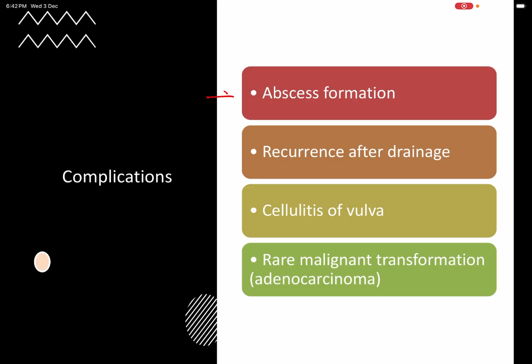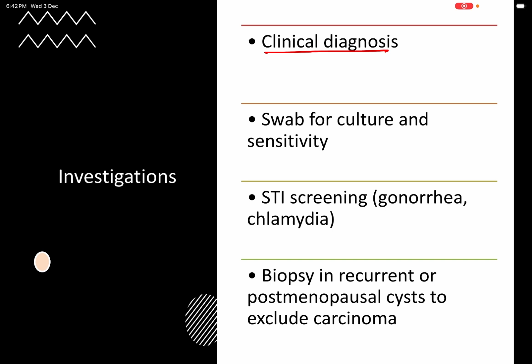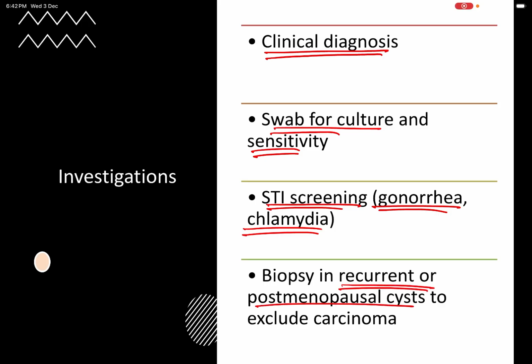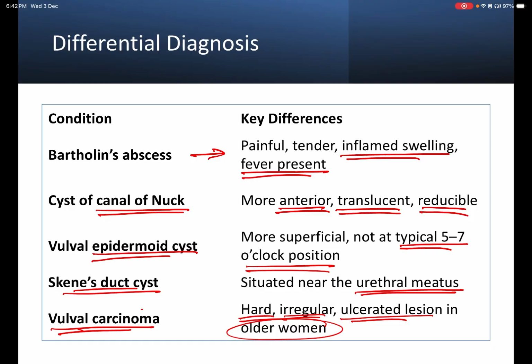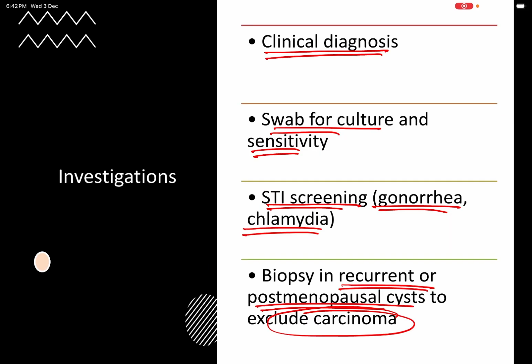Coming to the complication, it might lead to abscess formation, recurrence after drainage, cellulitis of vulva can also be there, and there will be a rare malignant transformation of adenocarcinoma. So the investigation, the diagnosis is made mainly through clinical, but swab for culture and sensitivity can be sent, and STI screening if there is any gonorrhea or chlamydia suspect, biopsy if there is recurrent or post-menopausal cyst to mainly exclude carcinoma, wherein this vulvar carcinoma can be a differential diagnosis.